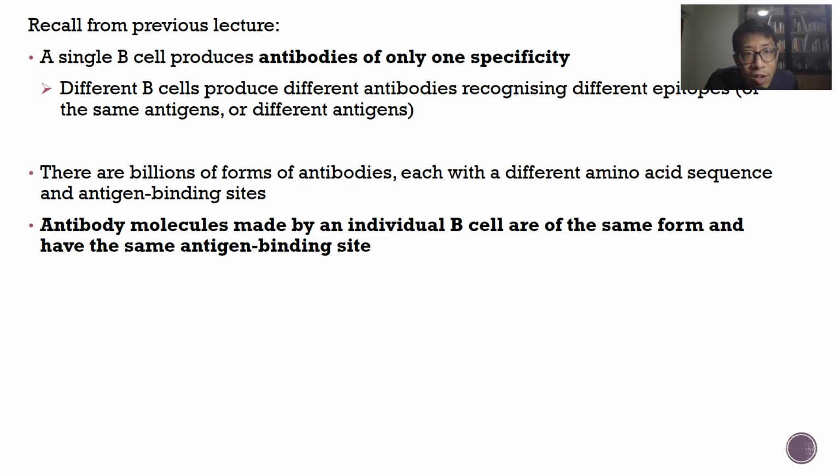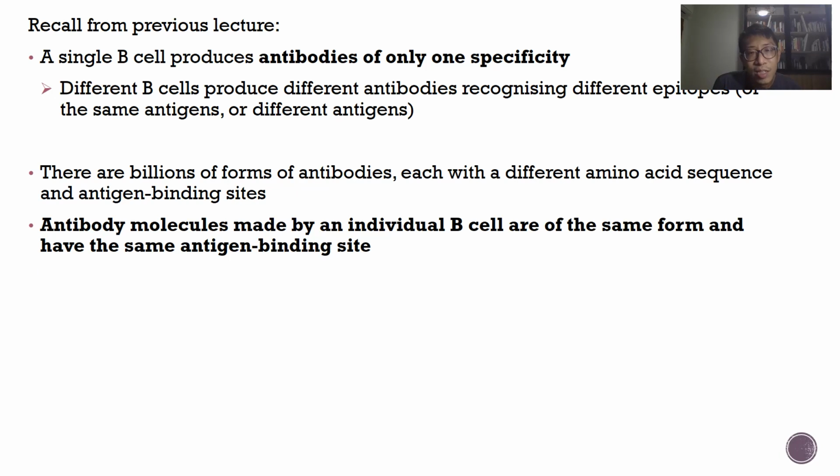Regardless, we learned that the B cells produce specific antibodies. A single B cell would only produce antibodies that are specific to one epitope, and different antibodies specific for different epitopes would be formed by different B cells.